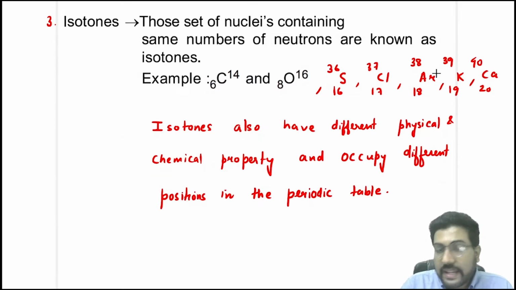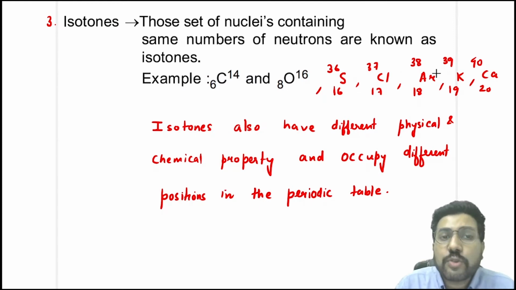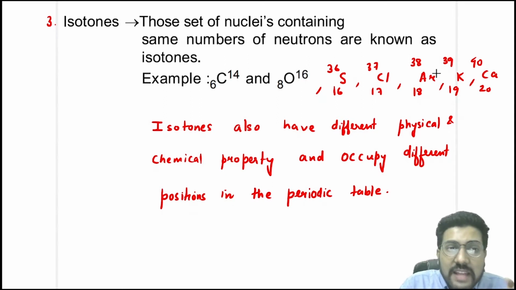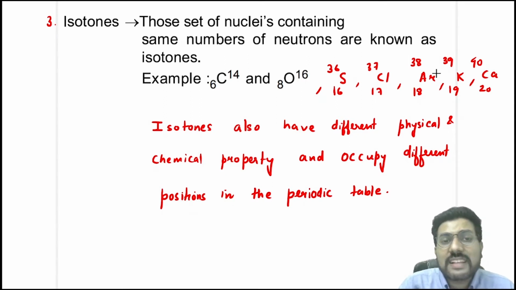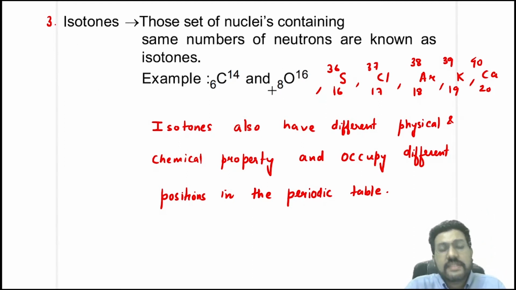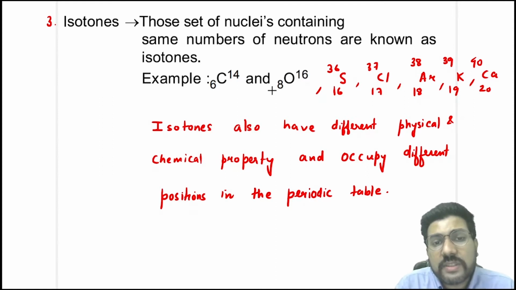Now the next definition is isotones. Those set of nuclei containing the same number of neutrons are known as isotones. So in isotones, as the name suggests, the number of neutrons has to be the same. For example, C-14 (6) and O-16 (8). Here the number of neutrons is 14 minus 6, and here it is 16 minus 8. In both cases the number of neutrons is 8.